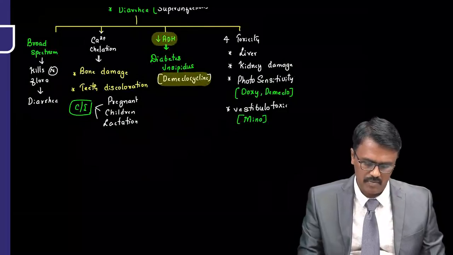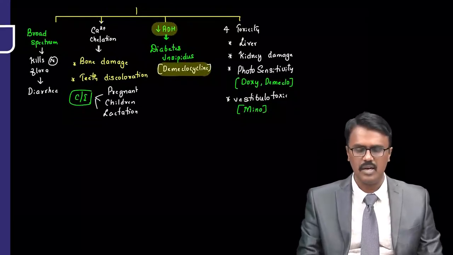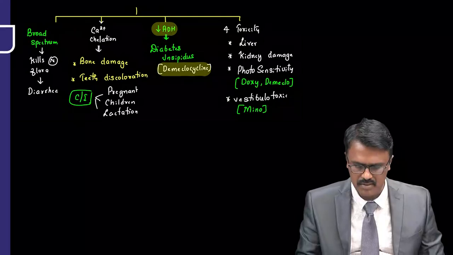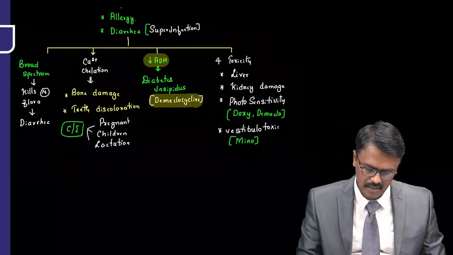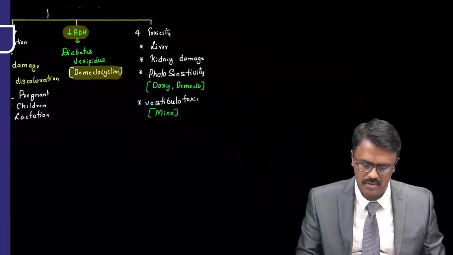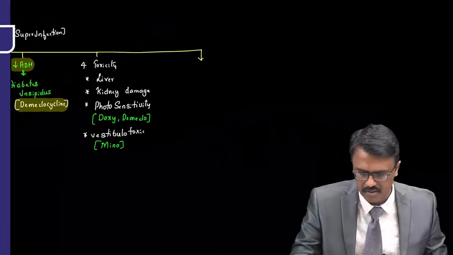Now, these are the problems we face with tetracycline: diarrhea, bone damage, teeth discoloration, diabetes insipidus, and hepatotoxicities. But the tetracyclines have one more special adverse effect. I will just tell you here. What are the other adverse effects?